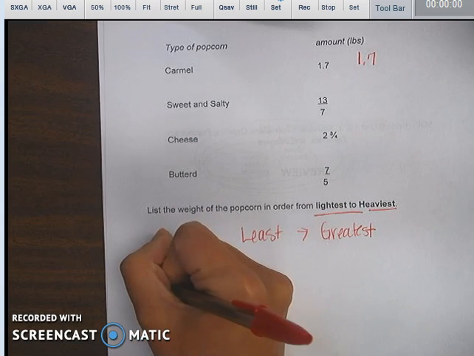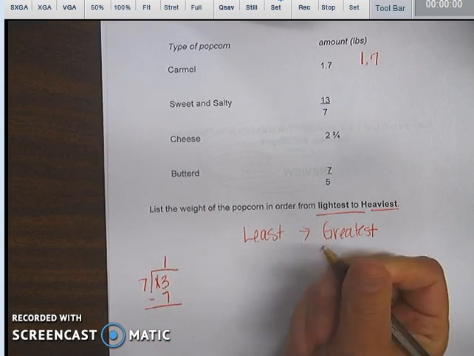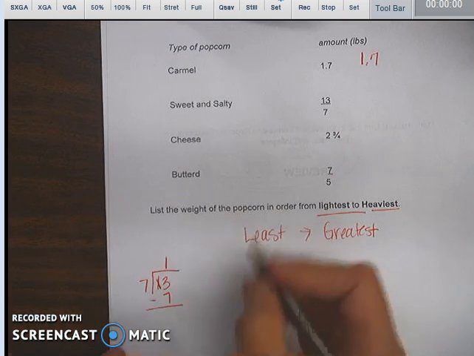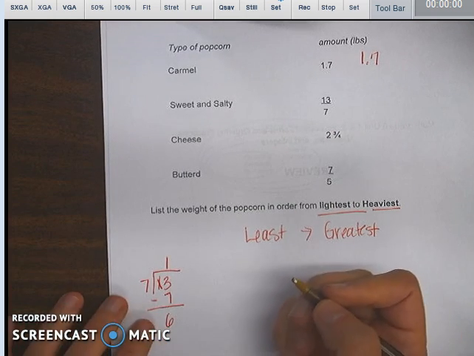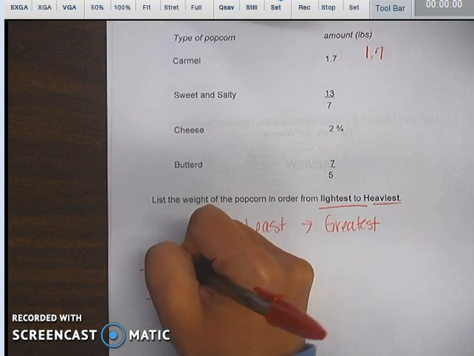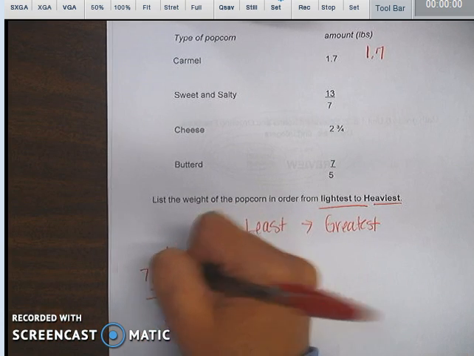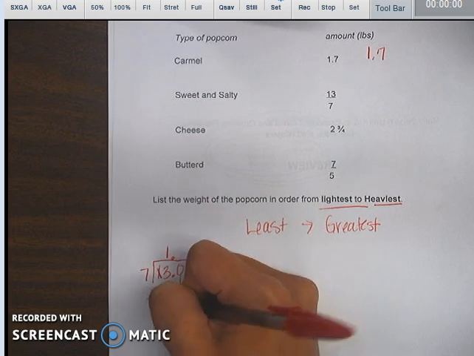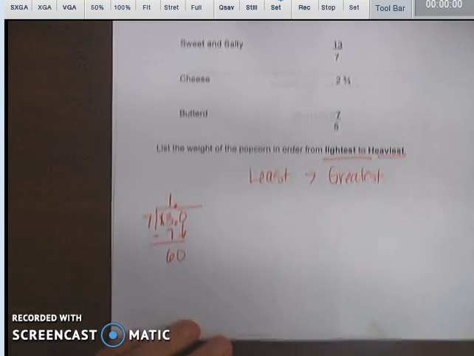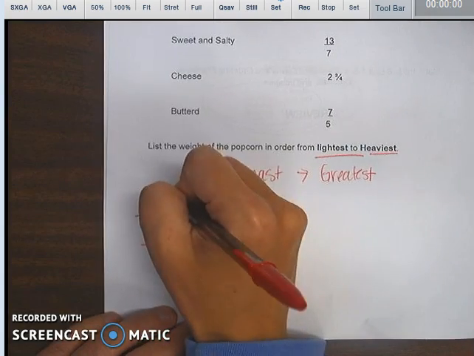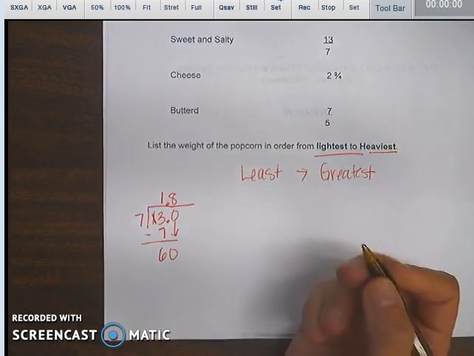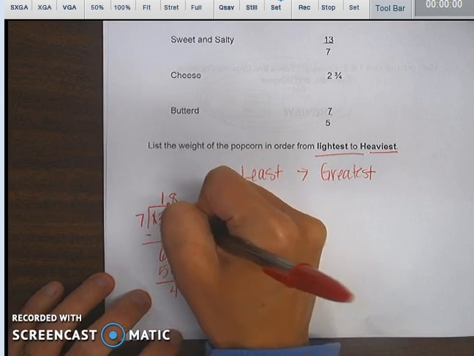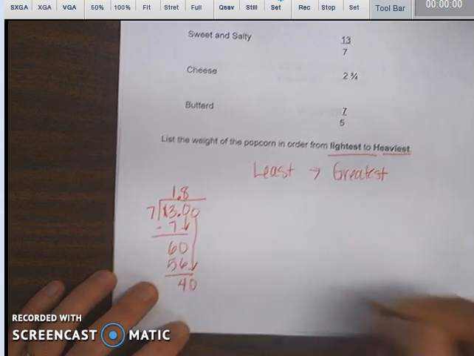Subtract that out. What is 13 minus 7? 6, good. Now, is 6 less than 7? Yes, so what am I going to have to do now? Put a decimal. Then bring down a 0. Will 7 divide into 60? 8 times. 7 times 8 is 56. Bring down another 0. We're going to go out a couple of places.